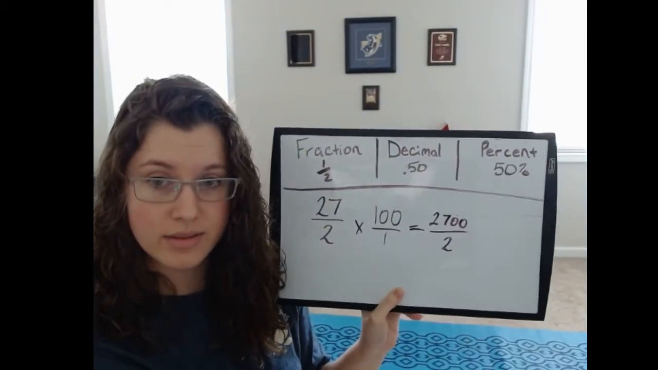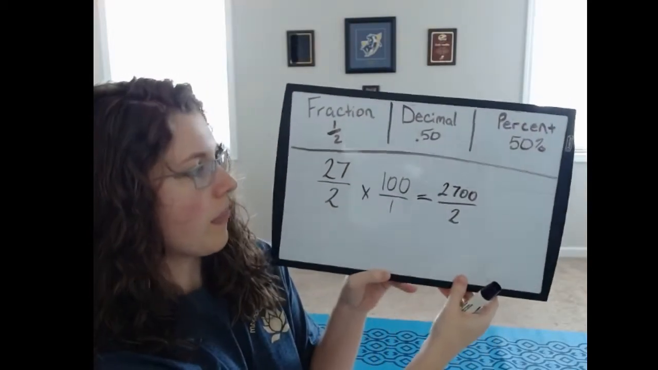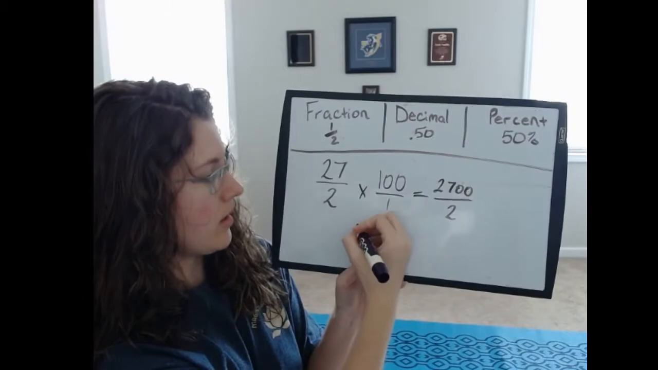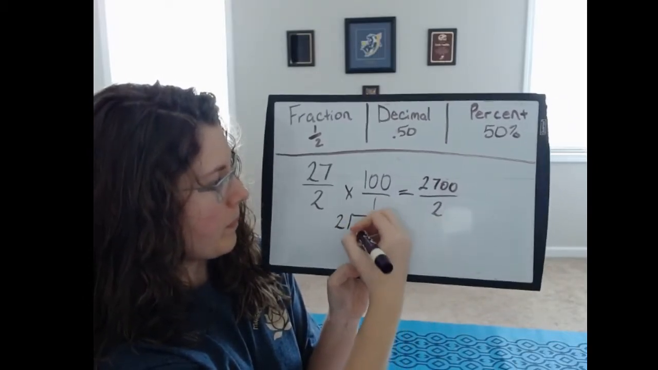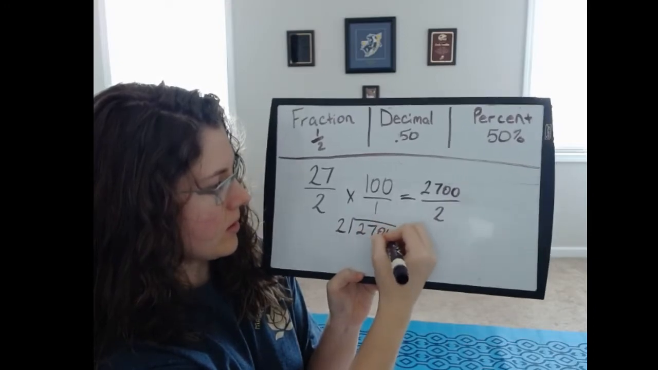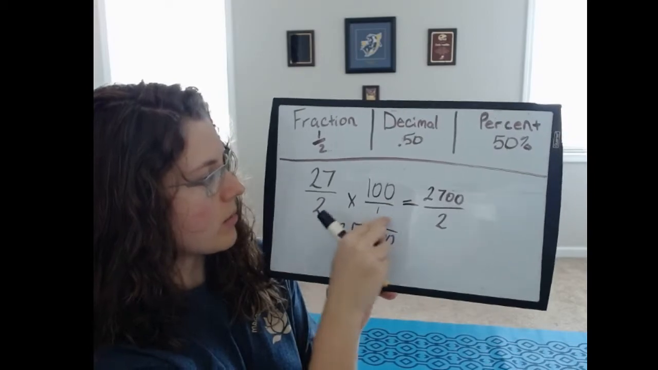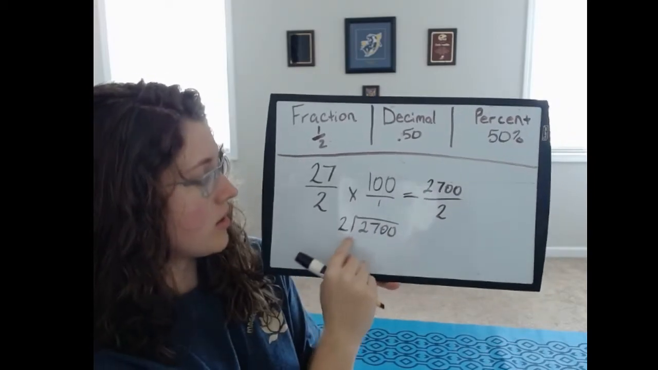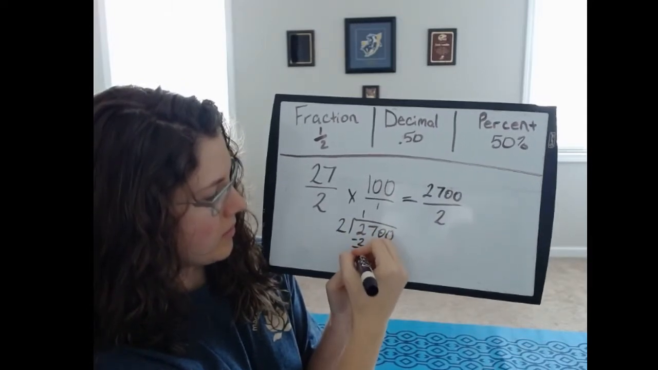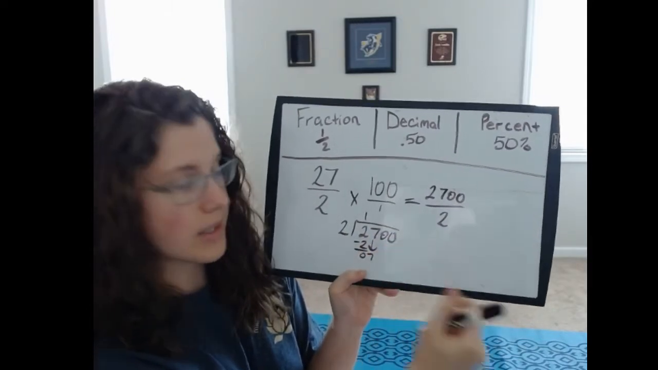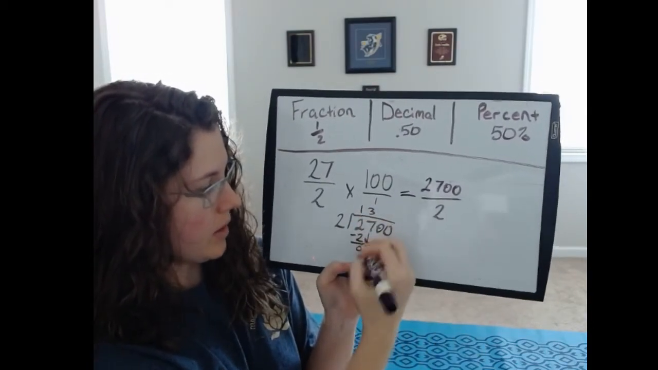Now we can divide and we will get our percent. So divide, I'll do it down here. 2 into 2,700. Make that one a little smaller so I can write easier. 2 can go into 2 one time. 2 can go into 7 3 times. 2 times 3 is 6.